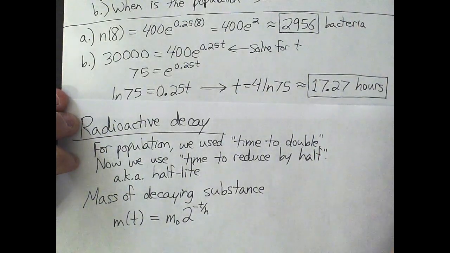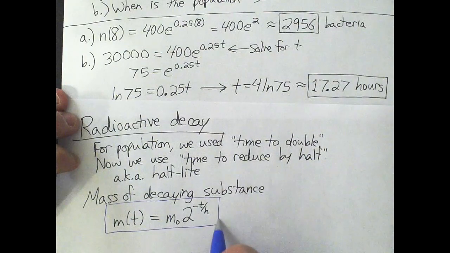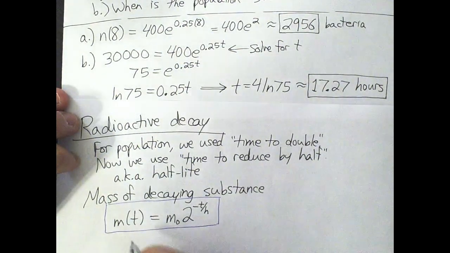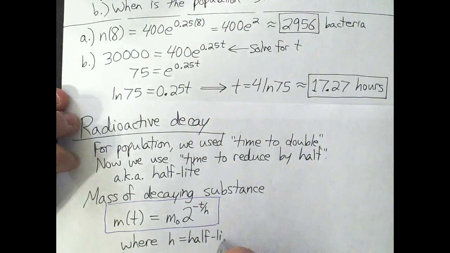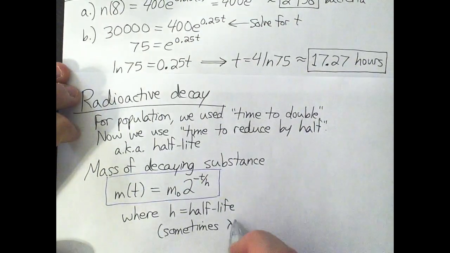I keep writing all these formulas today. Maybe I'll put a box around this. I'm saying you don't need to memorize these. They would be given in a problem. Oh, and let me tell you that this is where h equals half-life. It's the length of time that it takes to reduce by half, and it is sometimes done with the Greek letter lambda. Looks like that.